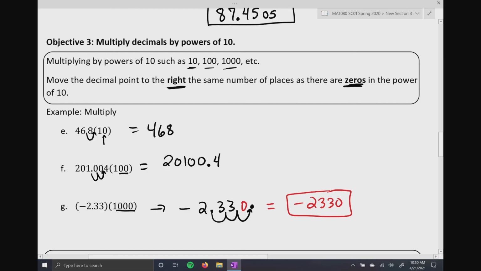If you multiply by a power of 10, such as 10, 100, 1,000, just move the decimal place to the right, the same number of zeros. Okay? Are there any questions with that? Like I said, this is the easy part, because you're just moving a decimal place.